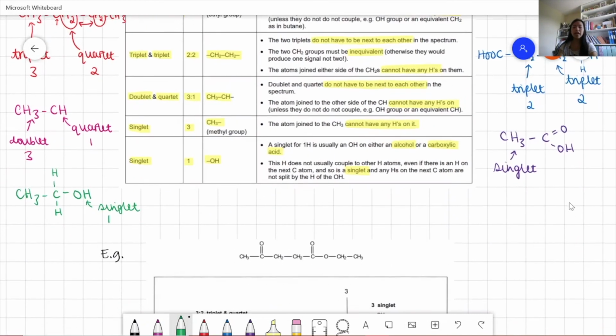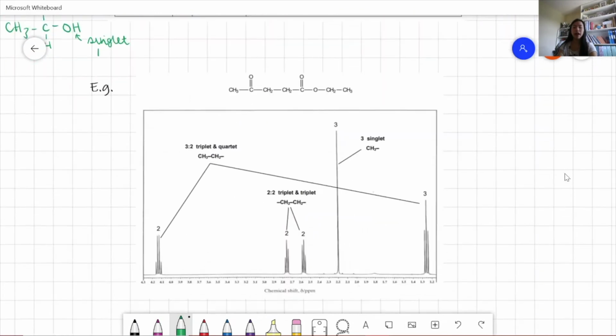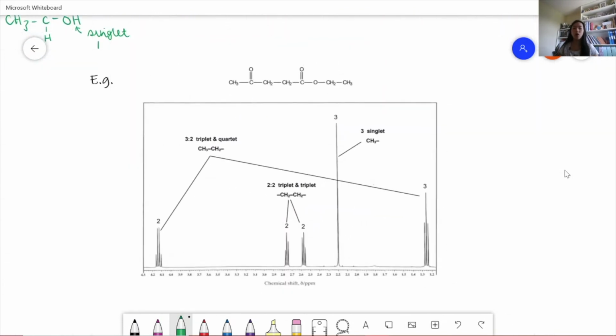So now we're going to look at an example. Here we have this molecule at the top, and we have this CH2 group here. We've just learned that we form two triplet peaks, which won't necessarily be next to each other, but in this case they are, because they're in quite similar environments. And so they actually turn out to be next to each other, but this isn't always the case.